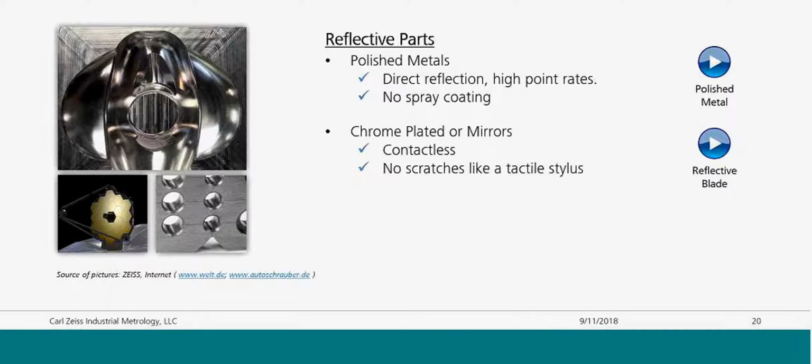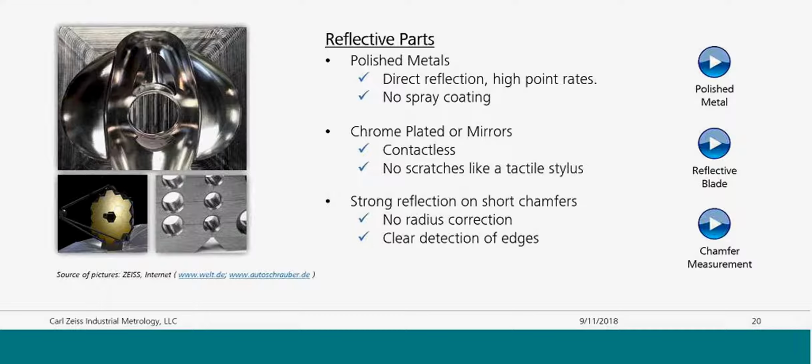Also, strong reflections on short chamfers. What we're saying here is if you have a very small, tight corner that you need to get into, well, with a tactile probe, you can't get down into those small corners. So with a very small sensor like this, where the focal point is extremely small, you can reach down into those small nooks and crannies, like I said earlier, no problem.